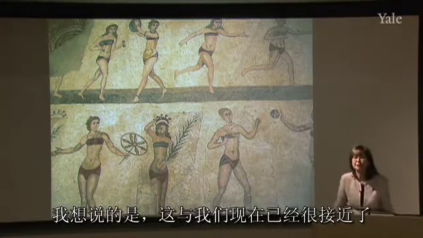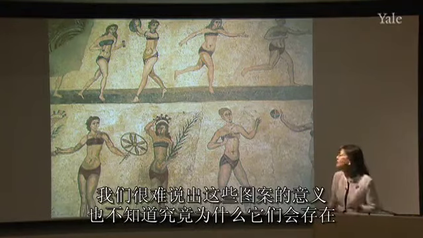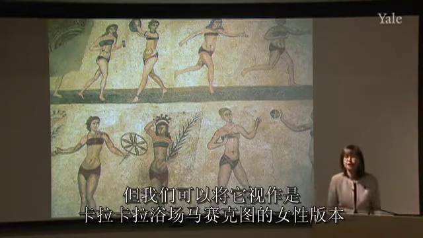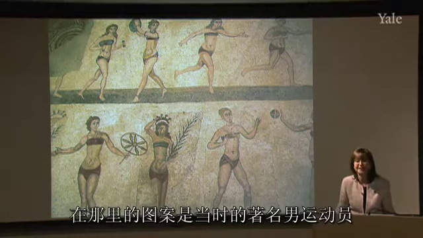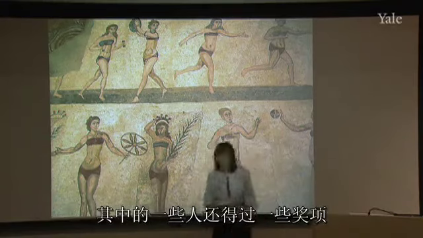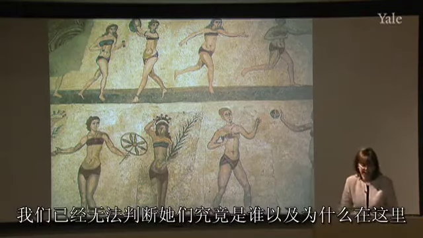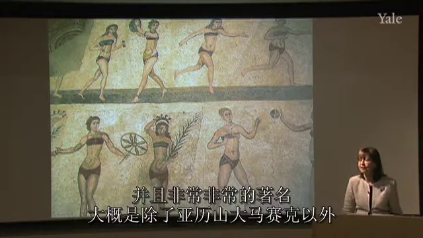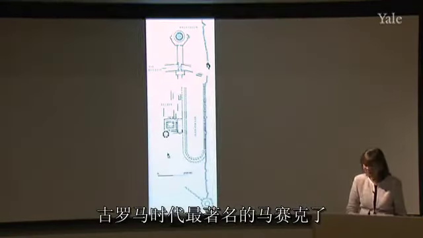This is very hard to interpret exactly what this means and what it's all about and why it's here. But perhaps we can see it as a kind of women's version to the mosaic that we saw in the baths of Caracalla with the famous athletes of the day. Perhaps these were famous women athletes of the day, some of whom were good enough even to be awarded prizes. But the jury is out on exactly what these were and why they're there. But they're memorable, these inimitable bikini girls, and very, very famous, along with the Alexander mosaic, probably the most famous mosaic surviving from Roman antiquity.